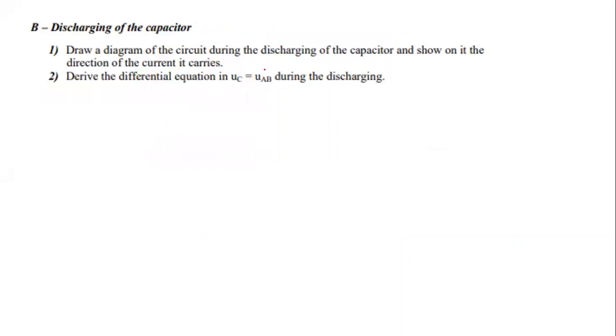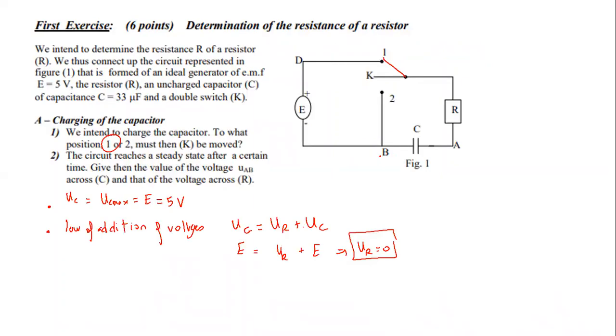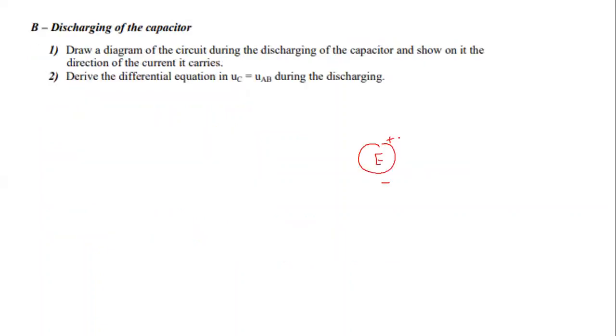Discharging of the capacitor. Now draw a diagram of the circuit during discharging of the capacitor and show on it the direction of the current it carries. Before, this was plus and this was minus. This was the generator. This means A becomes positively charged while B becomes negatively charged. So it's like this. This is the resistor, this is A and B. This is positively charged and this is negatively charged. And show the direction of the current: this will be the direction of the current.